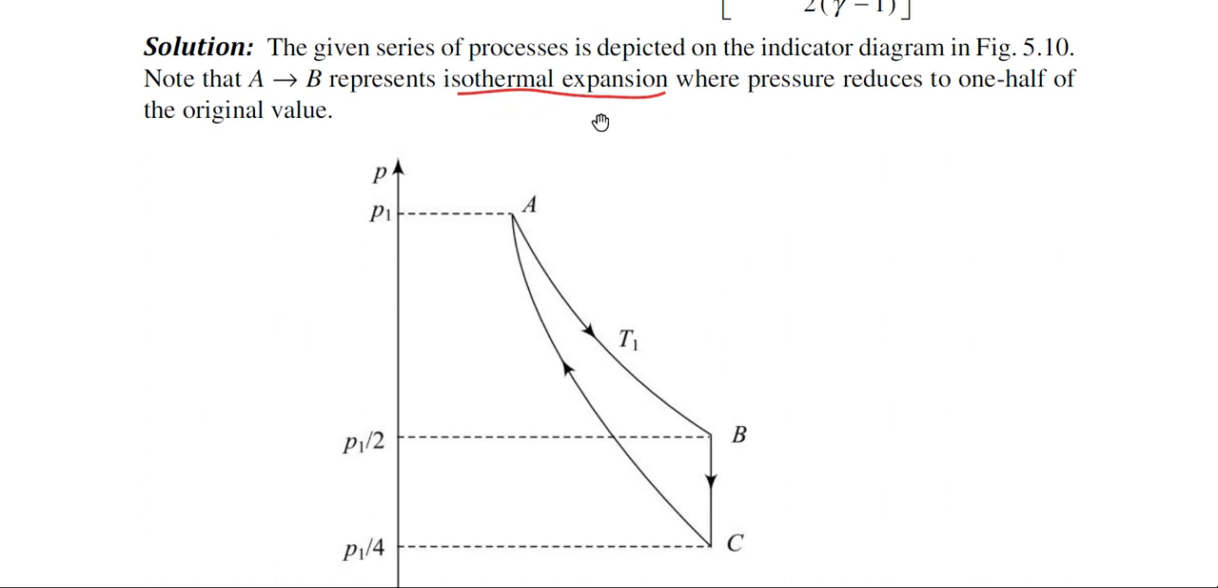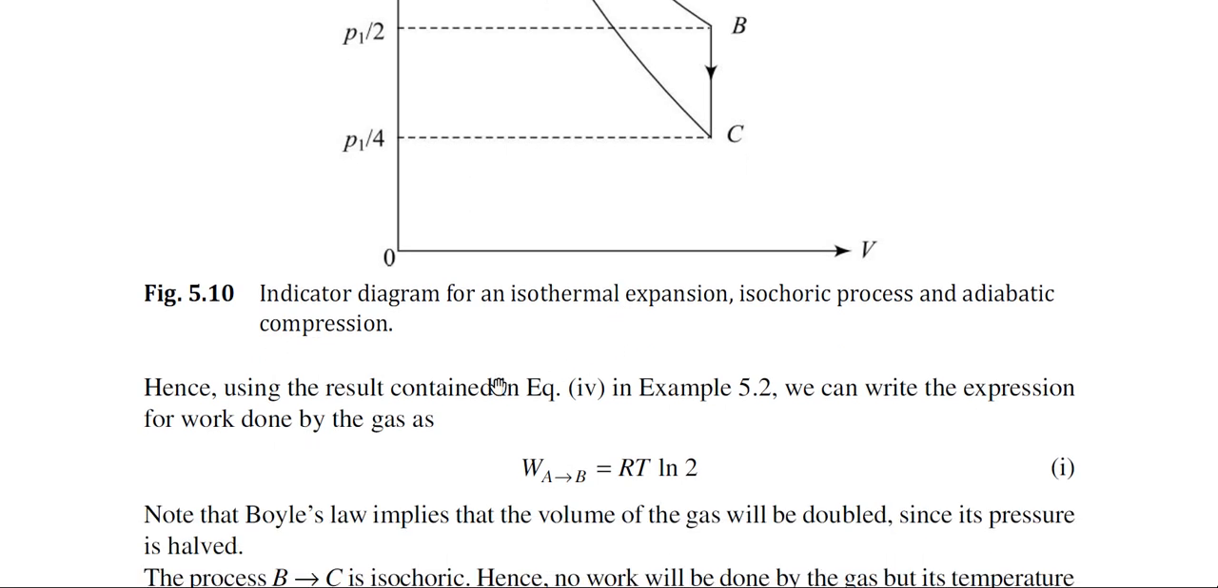isothermal expansion. So in AB the process is isothermal expansion, and here we are considering that the temperature is T1. As it is isothermal, the temperature is constant. Now for an isothermal process we know the expression for the work. It is actually nRT ln Vf by Vi, or Pi by Pf.